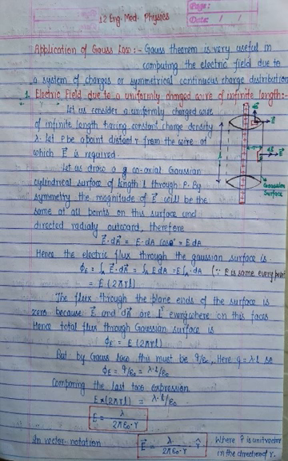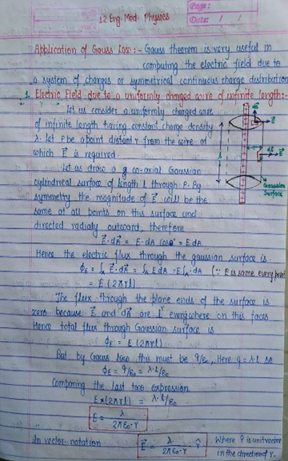But by Gauss law, this must be equal to Q by epsilon naught. Here Q is equal to lambda into L. So, phi is equal to Q by epsilon naught, which is also written as lambda L by epsilon naught. Comparing the last two expressions, E into 2 pi r l is equal to lambda L upon epsilon naught. Then E is equal to lambda upon 2 pi epsilon naught r.